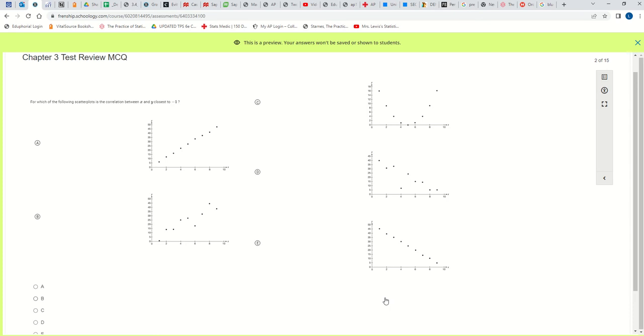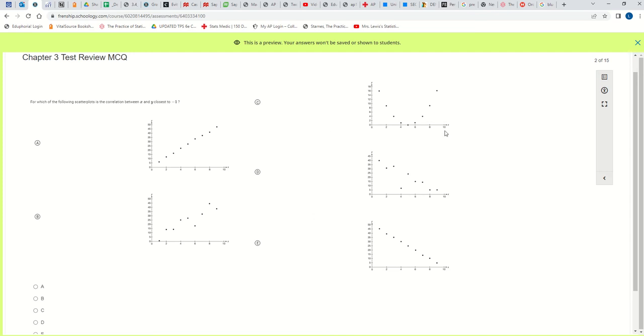Let's move on to number 2. I really don't think you need my help with this one. For which of the following scatter plots is the correlation closest to -1? This is very, very basic skill level here. It is E for sure. A is closest to +1. E is closest to -1.